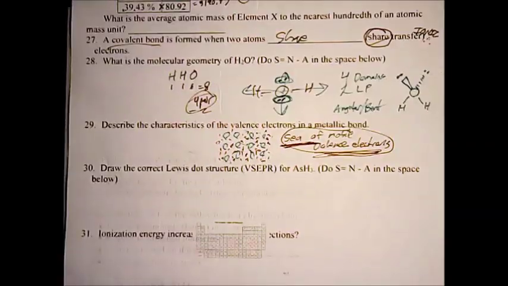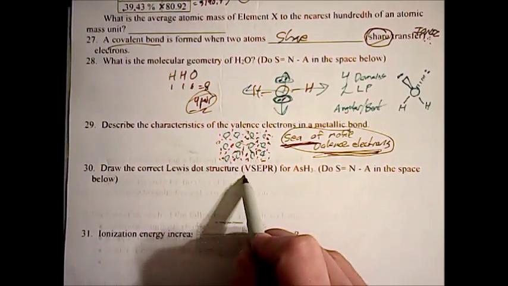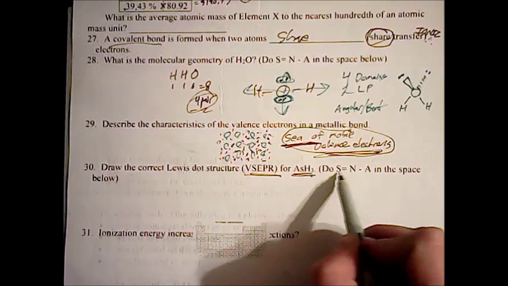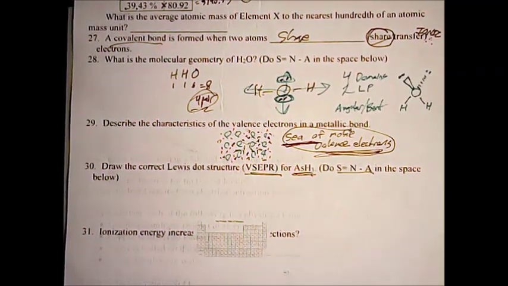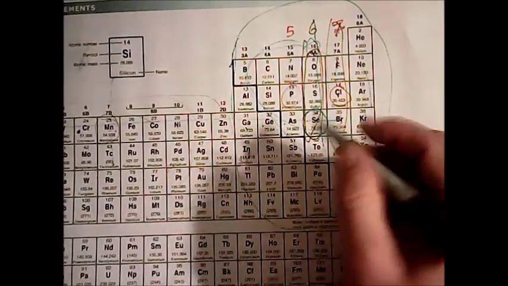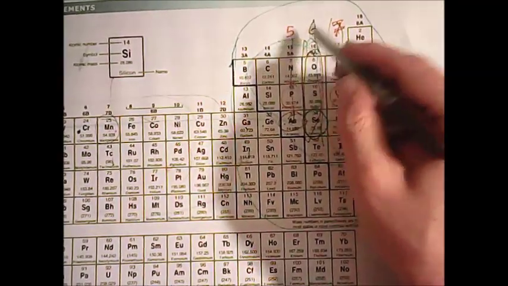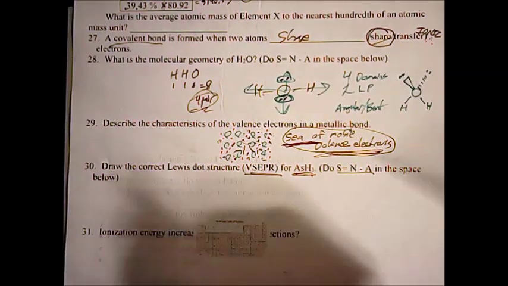Alright, draw the correct Lewis structure and then it says VSEPR here for AsH3, and then it says do all the math and everything like that. So the first thing we need to do is say, what the heck is As? As is arsenic. So it's right here on the periodic table. Arsenic, if we go up to nitrogen, we can see that it has 5 valence electrons.